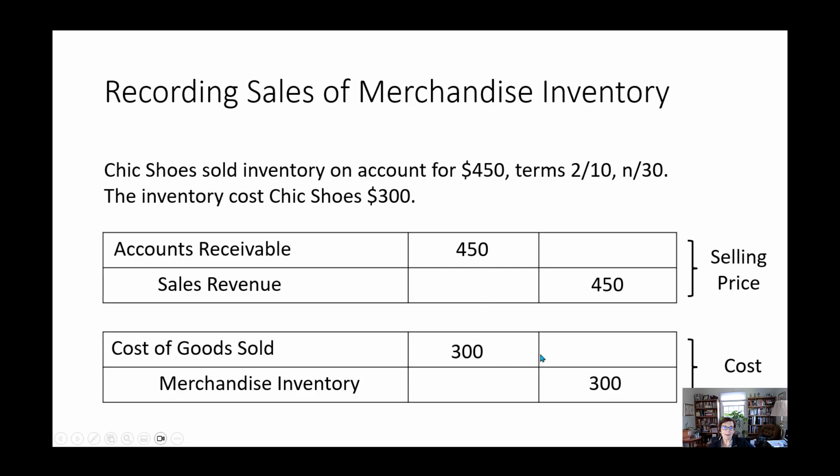How much money did they make on this? We're going to talk about gross profit again. Selling price minus cost of goods sold, they made $150.